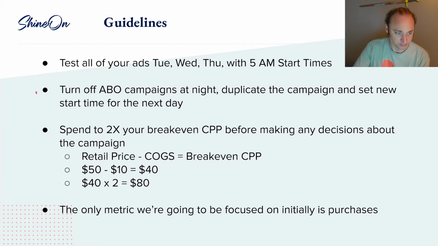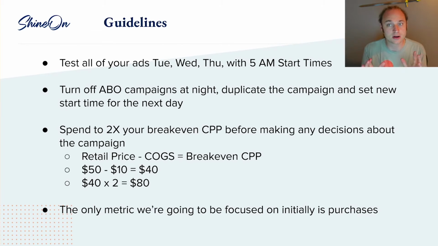All right, so next bullet. Turn off ad set budget optimization campaigns at night, duplicate the campaign, and set a new start time for the next day. For all the testing methods you're about to see, if I specify using ad set budget optimization, I want you to turn the ads off at night, duplicate that campaign, and then set a new start time for the next morning. This is just for ad set budget optimization campaigns, and only if I don't say otherwise in the actual method itself.